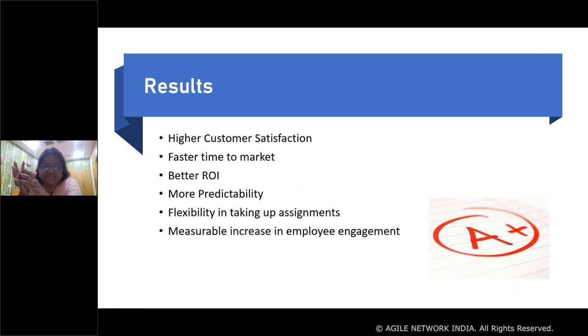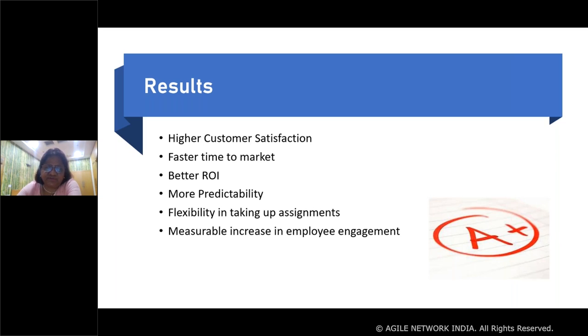So overall, these are the results that we obtained after our first feedback session. Customer satisfaction increased. The ratings that the customer provided us at the end of the quarter were much higher than before. And we were actually delivering things quicker. Overall, the return on investment was better, and there is more predictability. We don't have unforeseen circumstances bombarding us and throwing everything off track. And the team is flexible, with everyone having flexibility in taking up assignments.